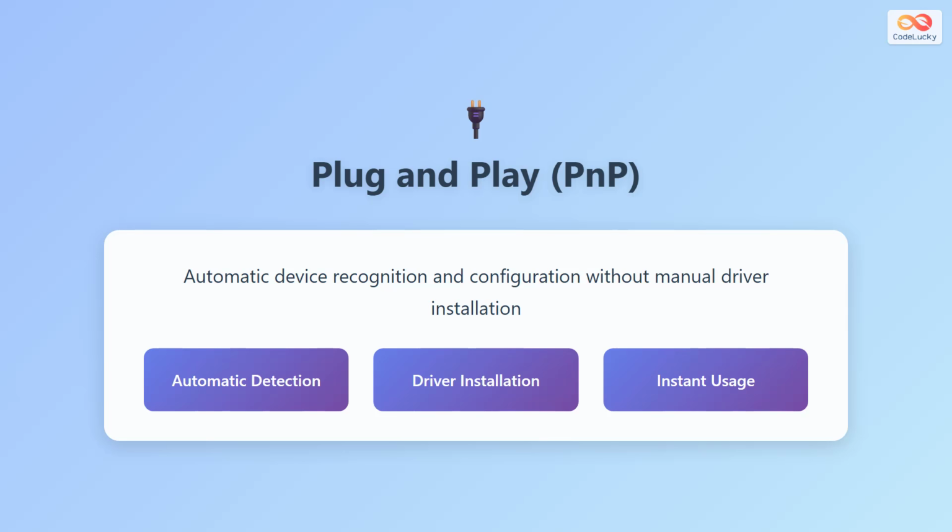Plug-and-play, or PNP, is a feature that provides automatic device recognition and configuration without manual driver installation. When you connect a plug-and-play device, the system automatically detects it, installs the necessary drivers, and makes it ready for instant usage. This eliminates the need for complex setup procedures and makes using peripherals much simpler for users.